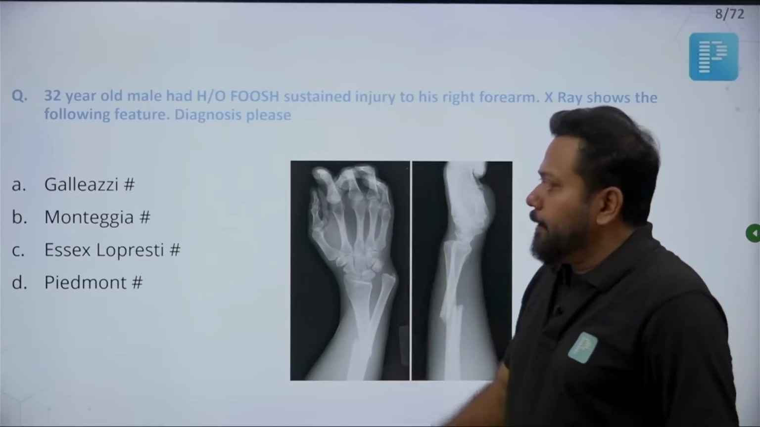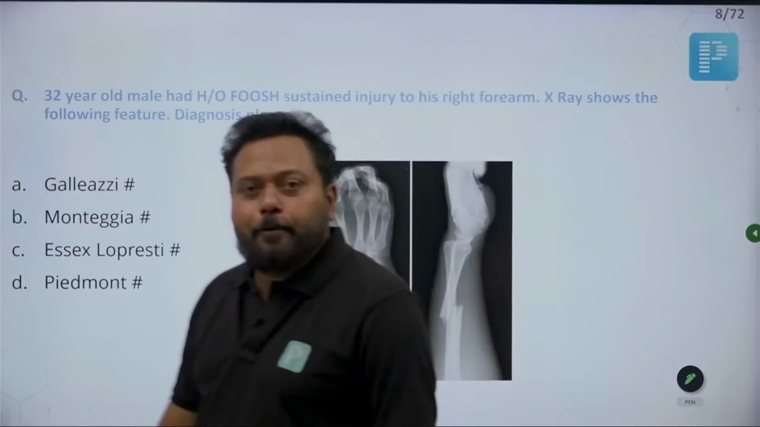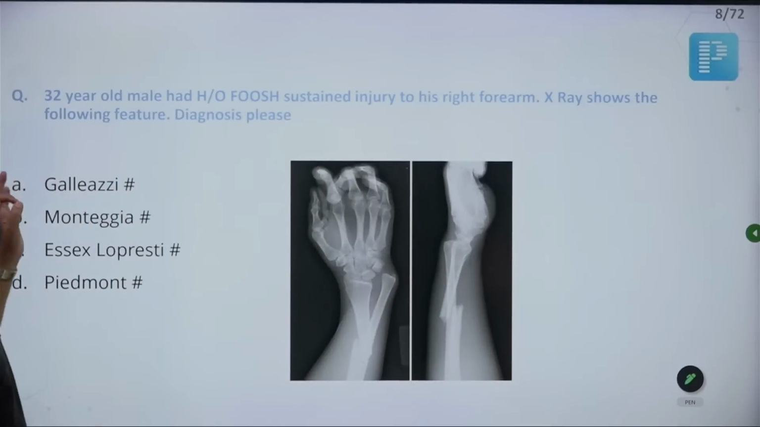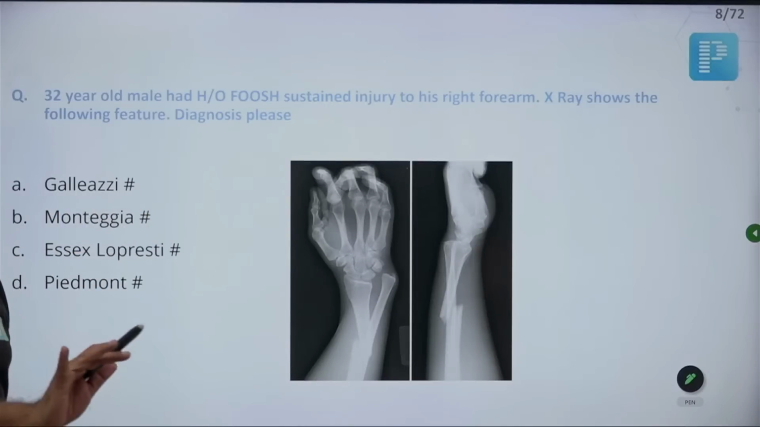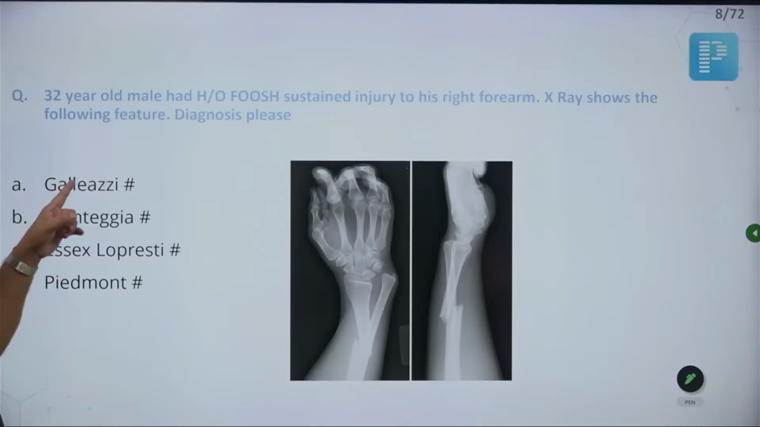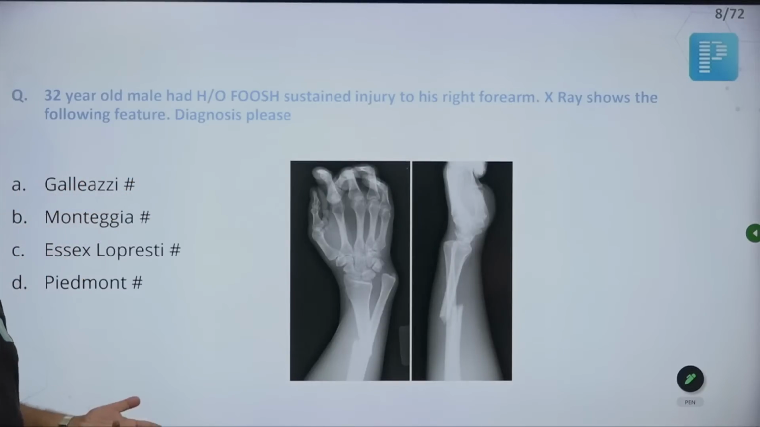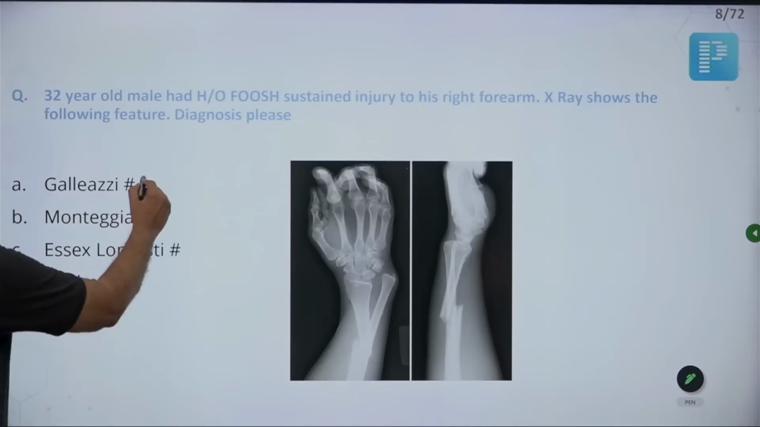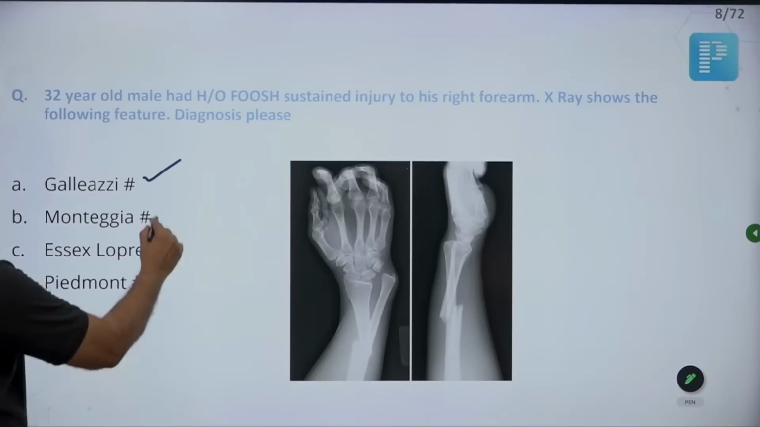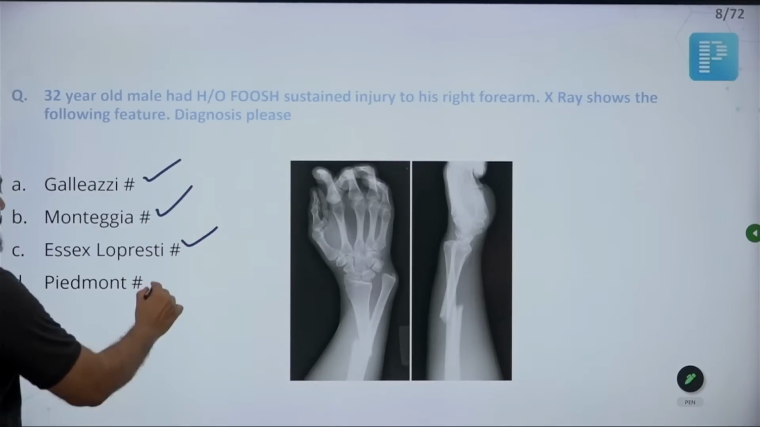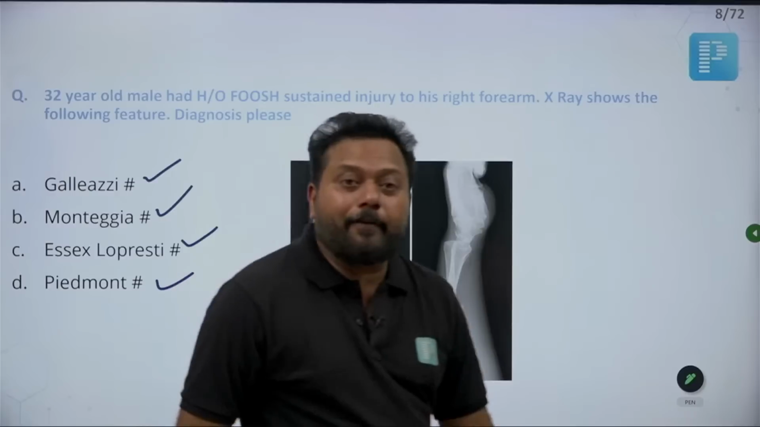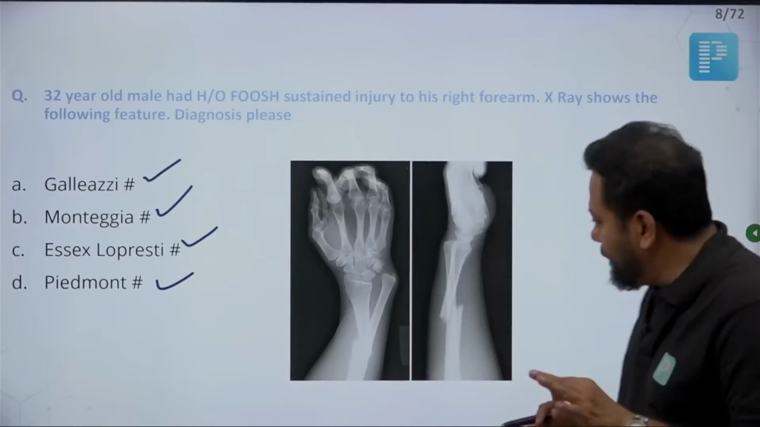Okay, see. The second thing, look at the diagram. Try to diagnose this fracture. A 32-year-old male with a history of fall. FOOSH means fall on outstretched hand. He has a history of FOOSH and sustained injury to the right forearm. X-ray shows the following feature. Diagnosis, please. Is it a Galeazzi fracture? Is it a Monteggia fracture? Is it an Essex-Lopresti fracture? Is it a Piedmont fracture? All these questions have been asked several times. I'll try to finish in a very short time.